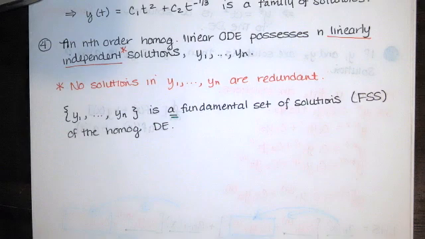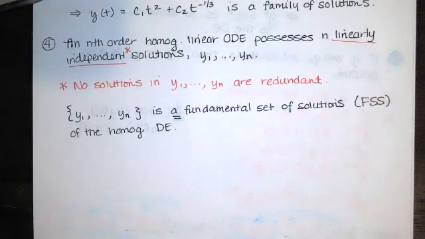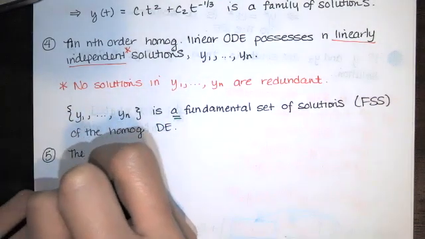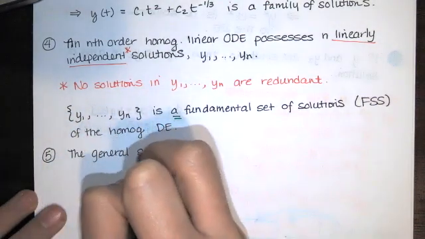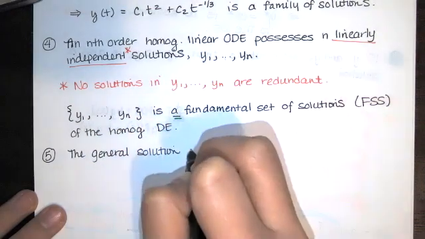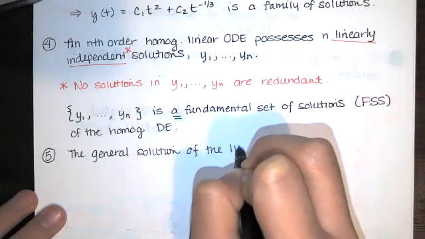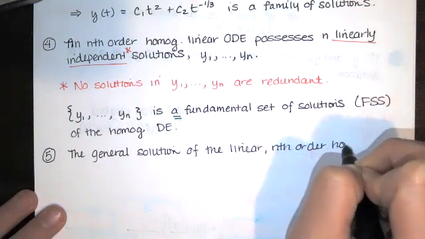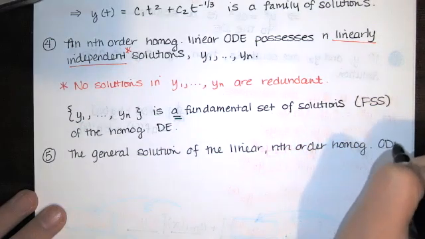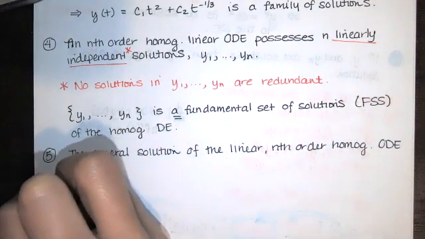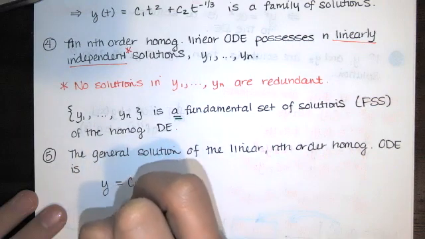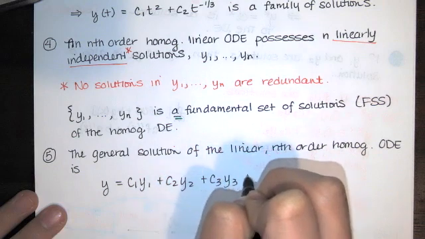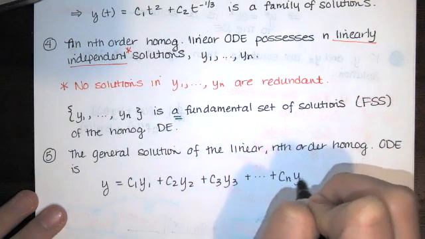Okay, now we know everything that we need to know to construct the general solution. This is what we were building up to. The general solution of the linear nth order homogeneous ordinary differential equation is this: y equals c1y1 plus c2y2 plus c sub 3 y sub 3, all the way down to c sub n times y sub n.